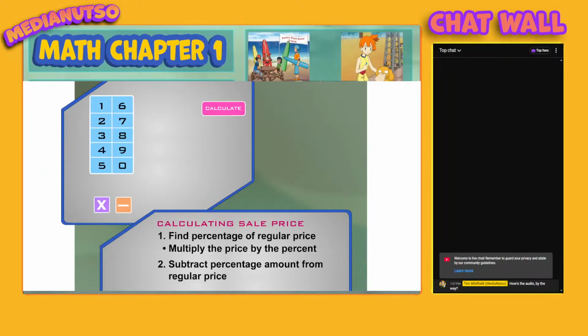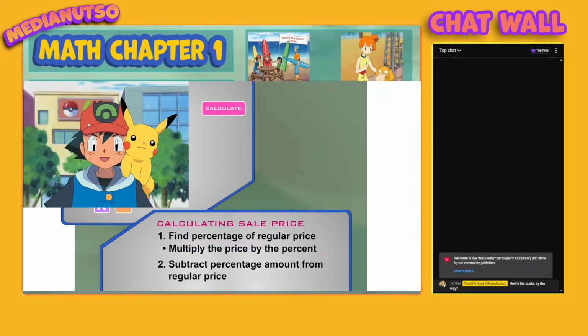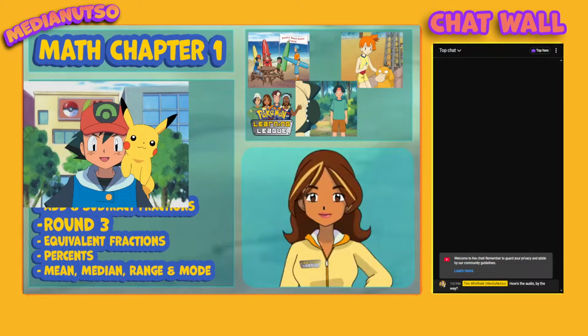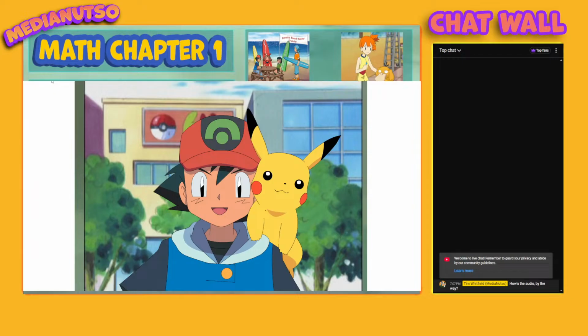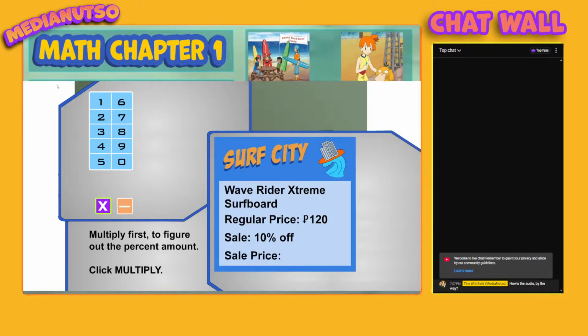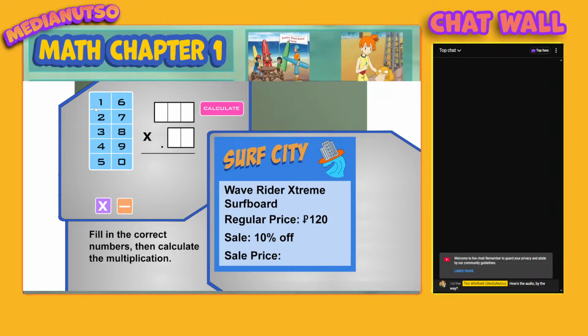Now you're getting it. Oh yeah! Brawly's gonna be so pumped when he sees his new board. Are you ready to do some board shopping? Pikachu! Here you go. Check out this info. It's from the first store. Fill in the correct numbers, then calculate the multiplication.